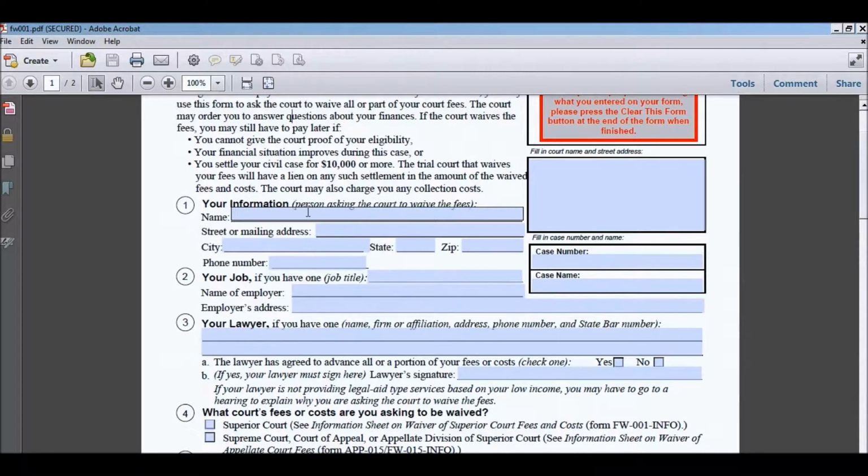I get this question sometimes: do I need to live in California in order to get a fee waiver like this? If I live out of state, am I disqualified? And the answer is no. You can live out of state and still get a fee waiver like this.